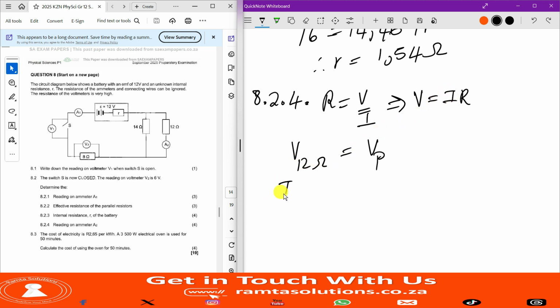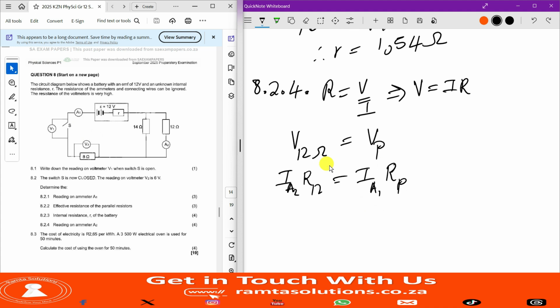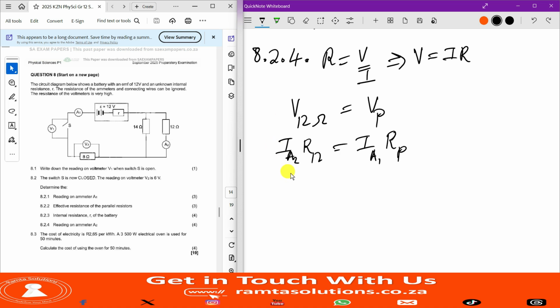I'm going to say I at ammeter A2 multiplied by R12 will be equal to I total, which will be current at ammeter A1 multiplied by effective resistance of the parallel resistors. All right? So now, do we know IA2? No, that is what we are looking for. And the reason I'm saying this is because resistors in parallel have the same potential difference. Okay, perfect.